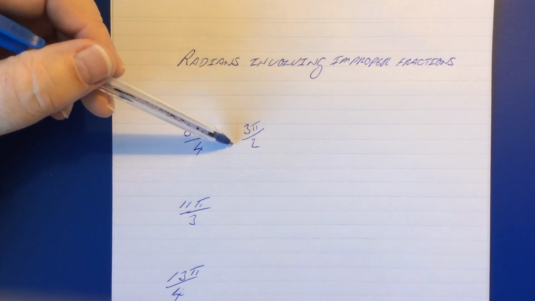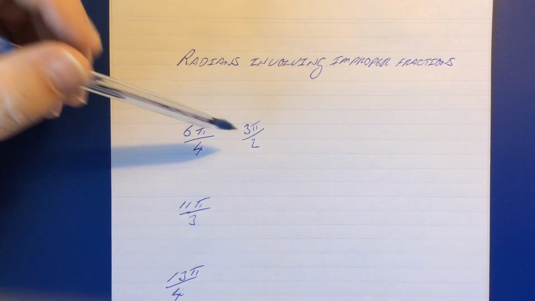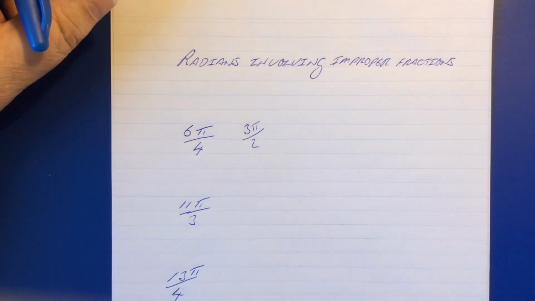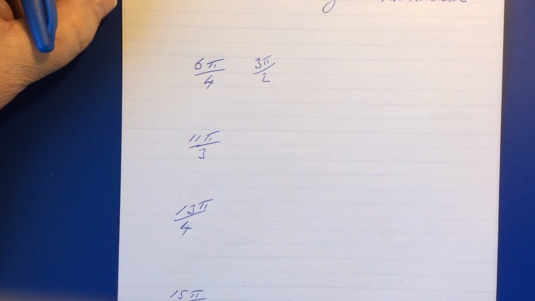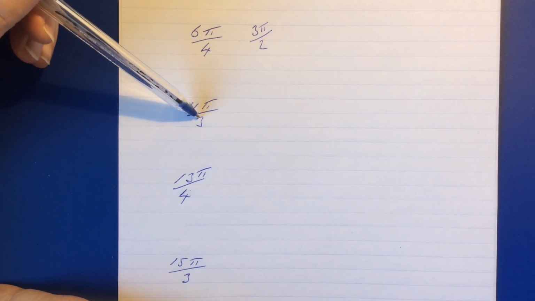We can find that on a unit circle, and I don't know if we're solving for sine, cosine, or tangent. We can figure out what that equals. 11 pi on 3. Well, how do you deal with this? How do you find this simply on a unit circle?